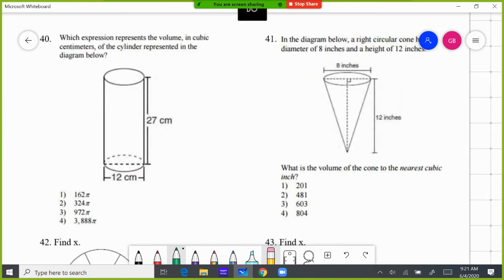Next one. Which expression represents the volume in cubic centimeters of the cylinder? So volume is pi r squared times the height. For this problem, it's going to be pi times, you have the diameter, so the radius is half of that. 6 squared times the height, 27.